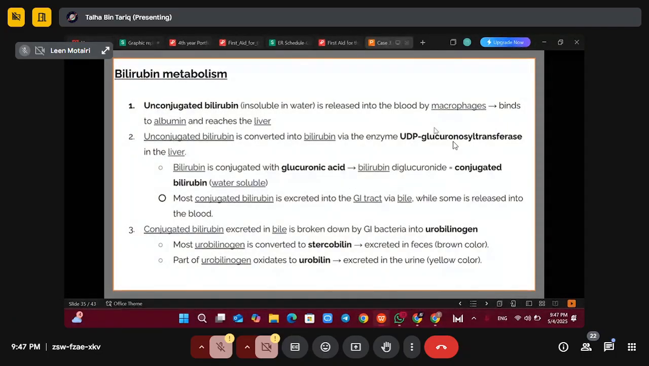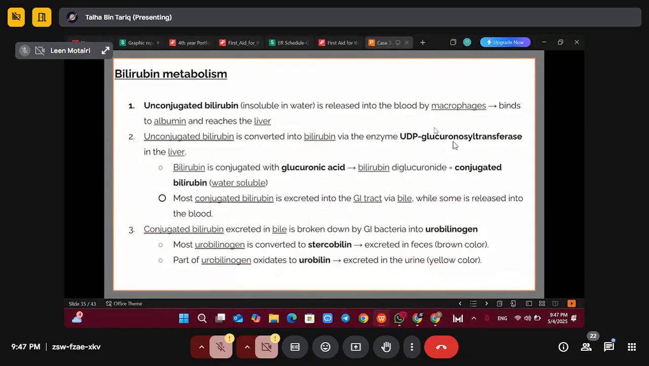Then we have the bilirubin metabolism. We all know we have the unconjugated bilirubin, which is insoluble in water. It is released into the blood by the macrophages, because the macrophages are metabolizing the old red blood cells from the spleen, the splenic macrophages specifically, and then it binds to the albumin and reaches the liver. Once it's in the liver, it gets conjugated via which enzyme?